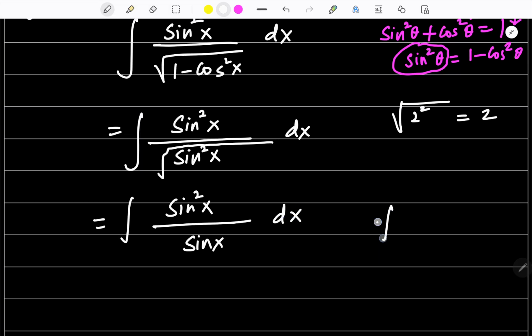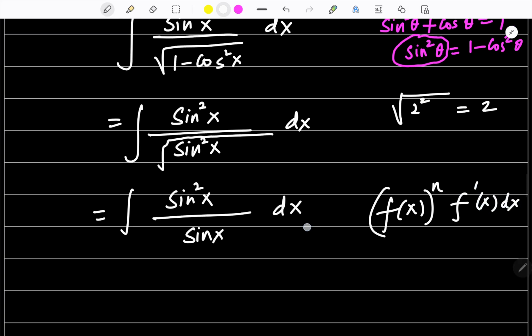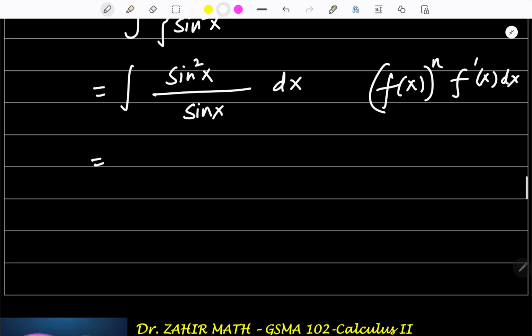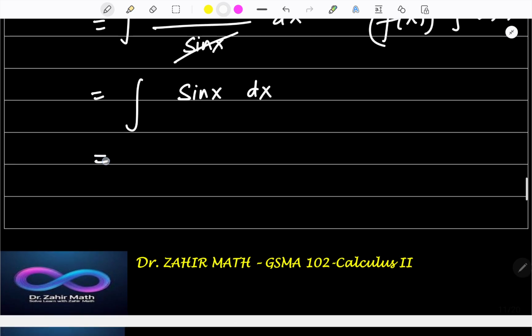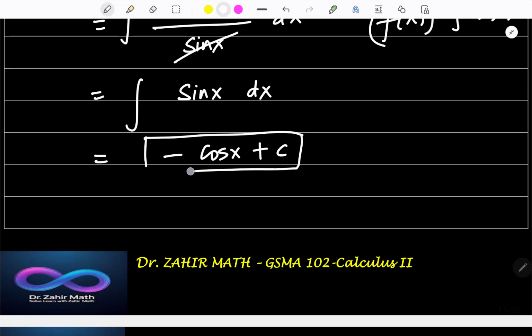Teacher, do I need to use the formula f of x to the power of n f dash of x? Should I use this formula? Let's wait. We'll see whether we are going to use it or not. So sine square x, sine x gets cancelled. So I will get sine x dx. Do I need to use the formula? No need. So what is the integral of sine x? Just very simple. Negative cosine x plus c.